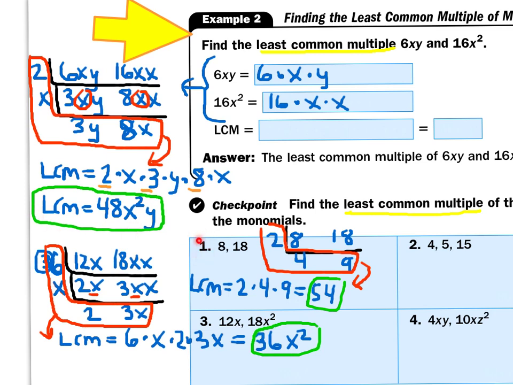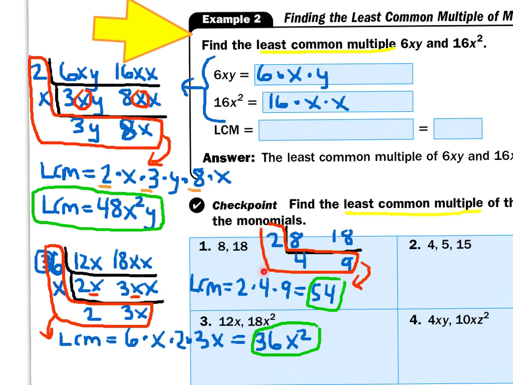Okay, take a look at number 1 on the checkpoint. They want us to find the least common multiple of 8 and 18. So I write the 8, I write the 18, and I draw that upside down division. And I notice they're both even, so I'm going to take the 2 out and I divide. 8 divided by 2 leaves me 4. 18 divided by 2 leaves me 9. Now with 4 and 9, they have nothing in common except 1, so I know I'm done.